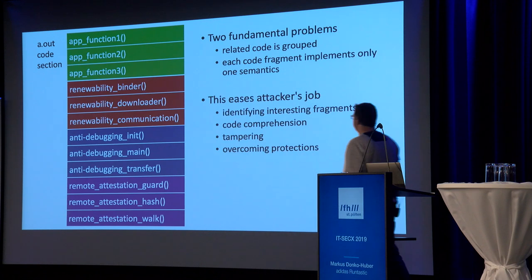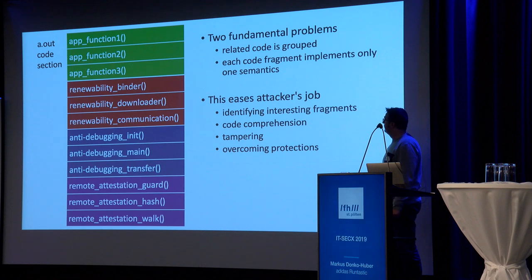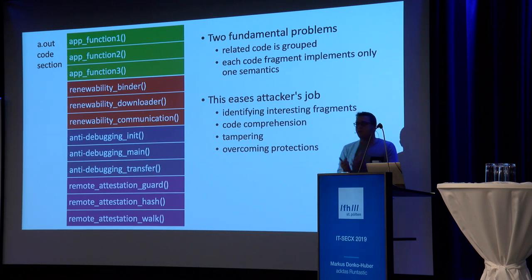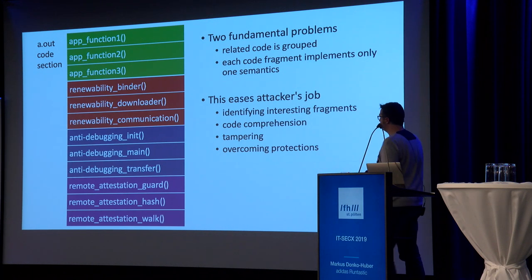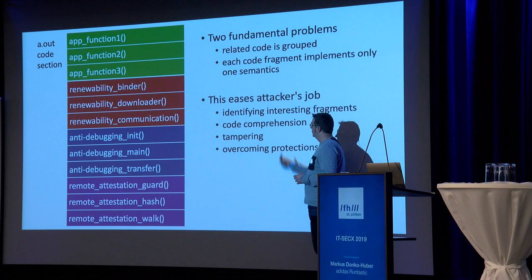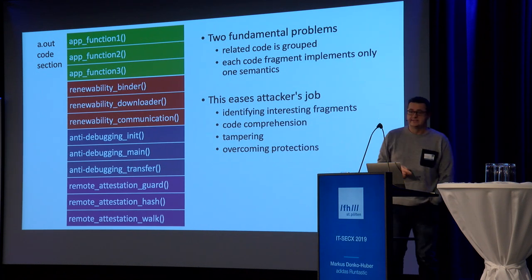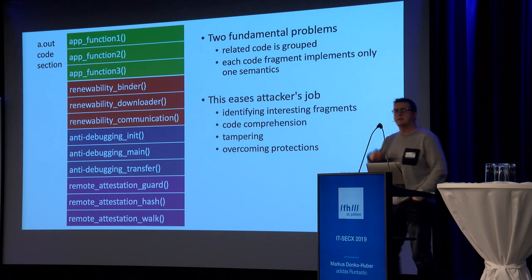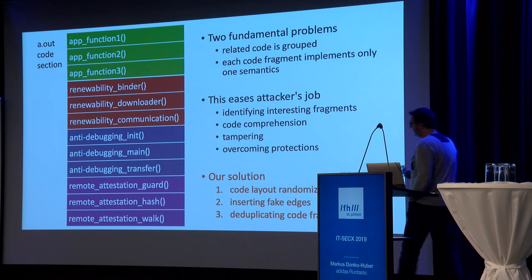And why is this problematic? Well, identifying interesting fragments, I already mentioned that. It eases code comprehension if every piece of code has only one functionality. That's much easier to analyze in a program. It's then easier to tamper with the protections and to overcome them. So we want to avoid this. And we developed a solution that builds on existing techniques, but combines them in a novel way and adapts them. And our solution is threefold.